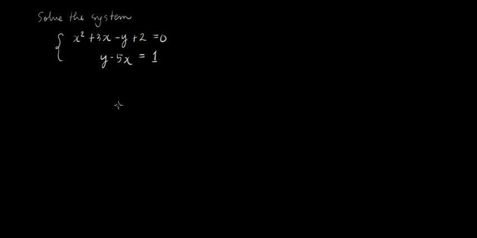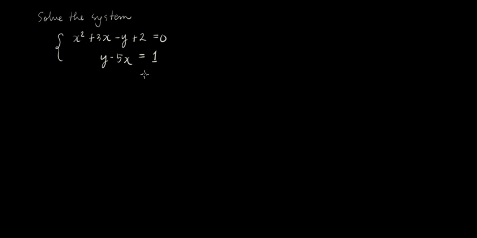In this video, we will try to solve the system x squared plus 3x minus y plus 2 equals 0 and y minus 5x equals 1. Pag sinabing we're going to solve the system, basically you're going to solve for the points na kapag sinubstitute mo dito sa first equation, tama. Pag sinubstitute mo sa second equation, tama din. So, hanap tayo ng solution na tama din sa parehas.